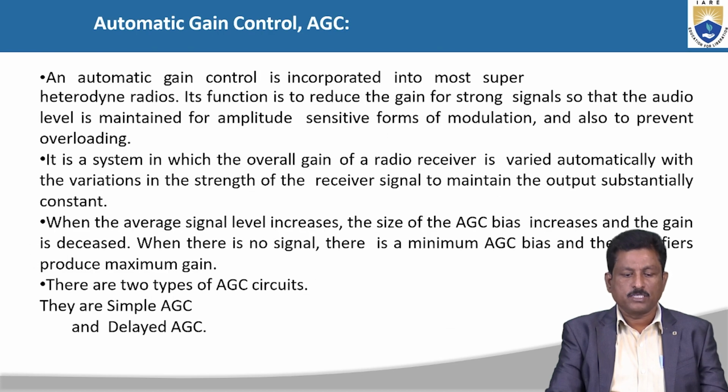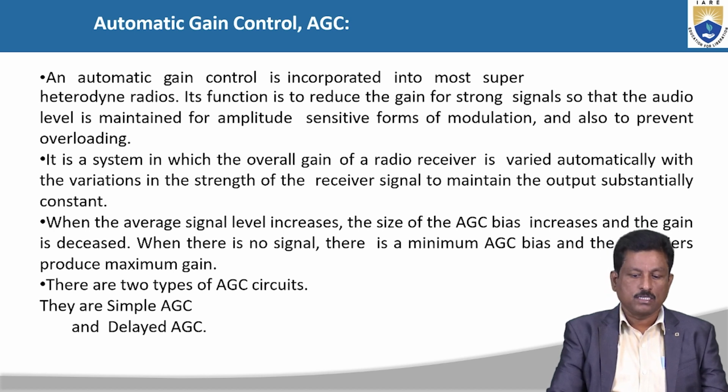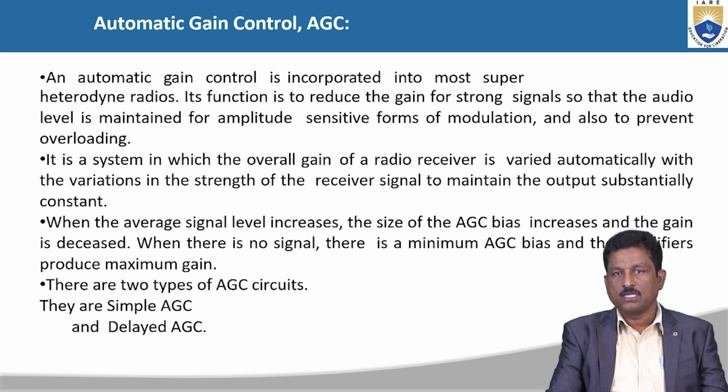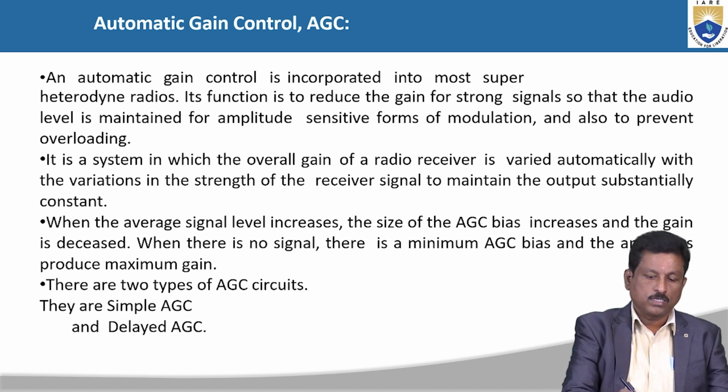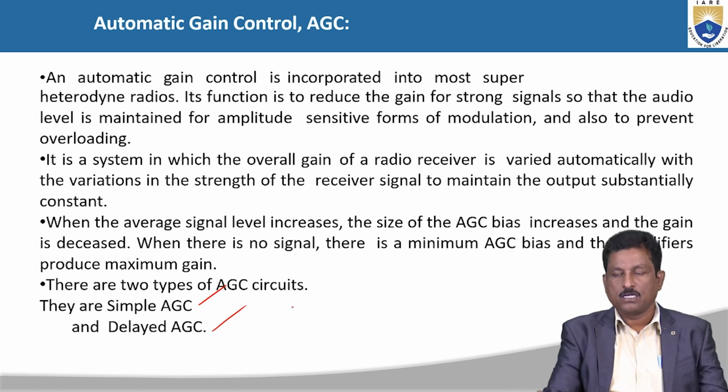So you know automatic gain control. Here, if the received signal strength is very weak, the gain can automatically be increased to retrieve the original signal without any loss, without any disturbance. There are two types of AGC circuits. One is the simple AGC, another one is the delayed automatic gain control.